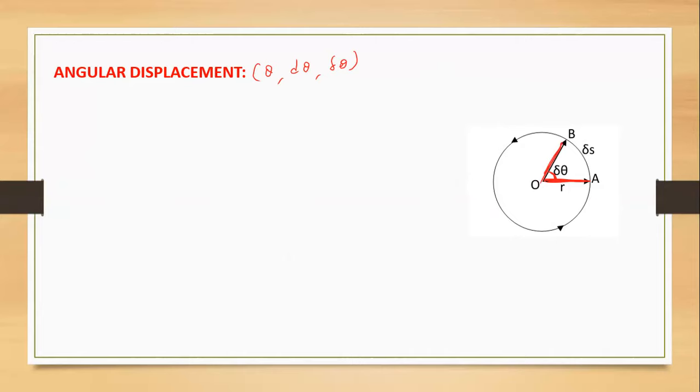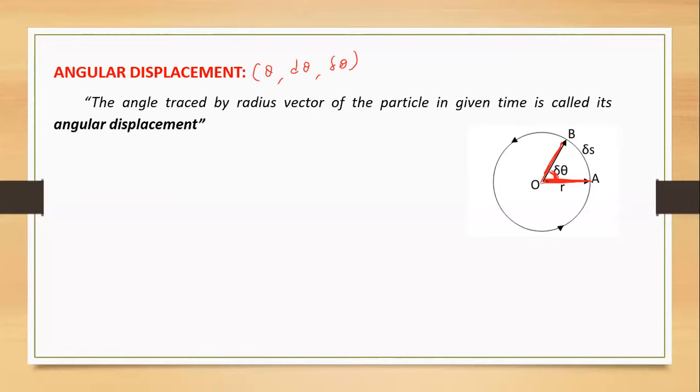Or we can say that when the radius vector is shifted from OA to the new position OB, the angle traced by that radius vector is the angular displacement. So we can say it is the angle traced by the radius vector in a given time. The words 'in a given time' are very important. Okay. By geometry we can write its formula. Angular displacement is given by delta theta is equal to delta S by R.